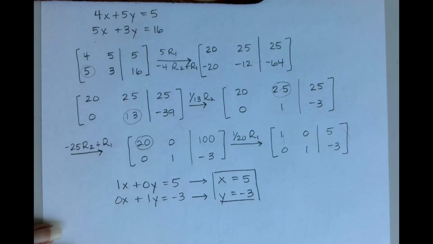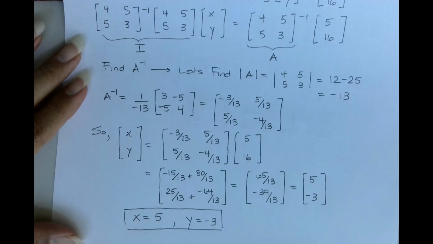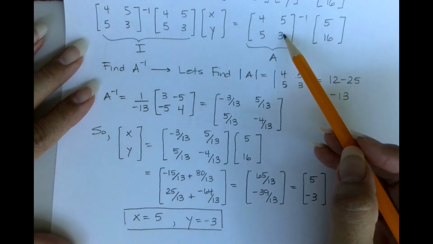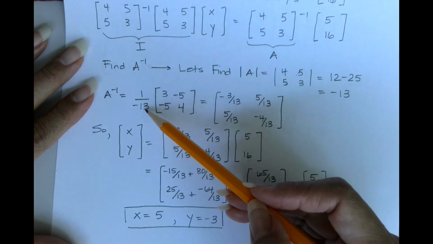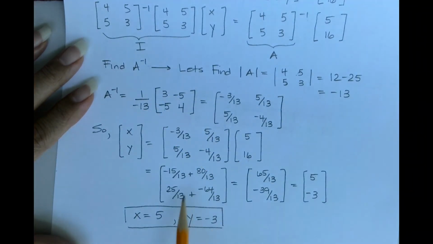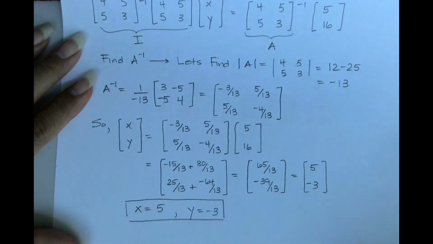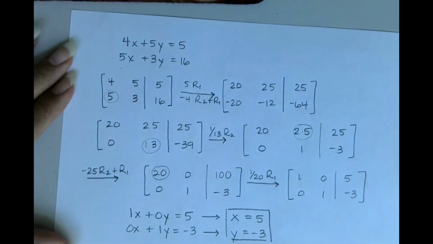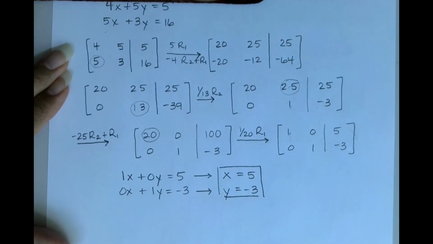So notice how this answer is the same as the process that you used over here. The only difference is over here you multiplied the inverse by this matrix, and you had to find the inverse using your determinant knowledge, and then you had to do row by column to simplify. Okay, so just another method for you to practice using.